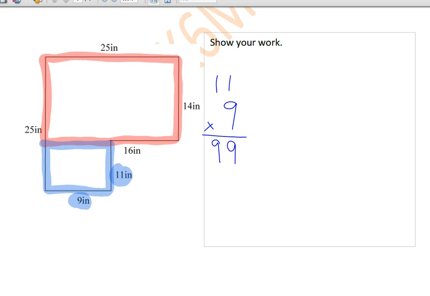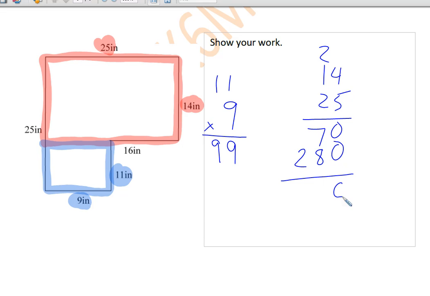Now for the top one, again, make sure you're using the right numbers. 14 times 25, and that gives you 350. Now I just add these two together. 99 plus 350 equals 449.